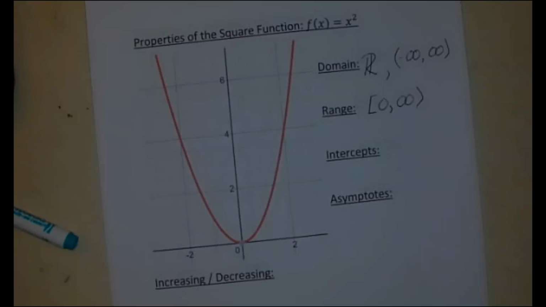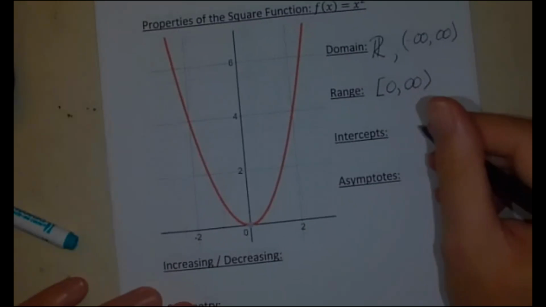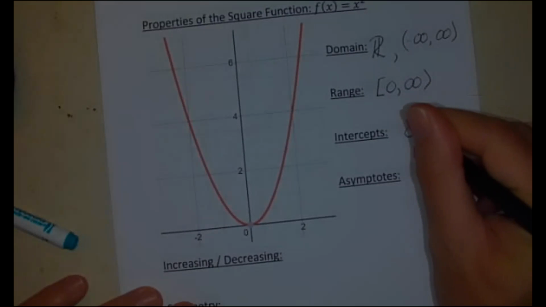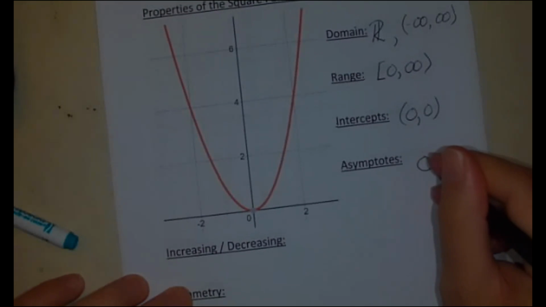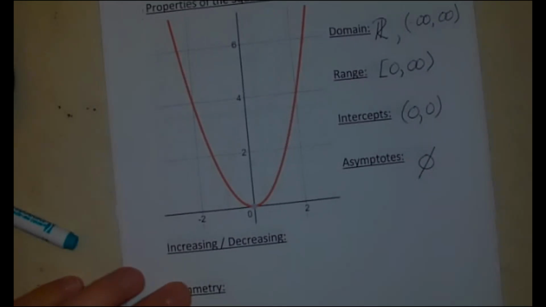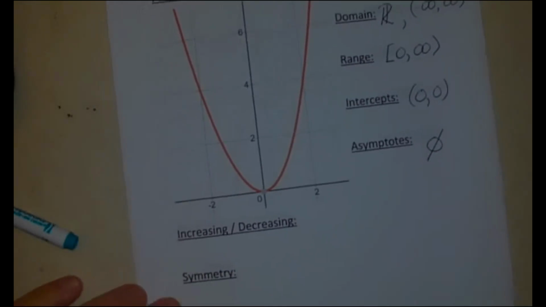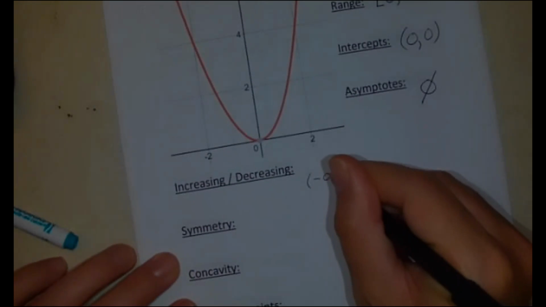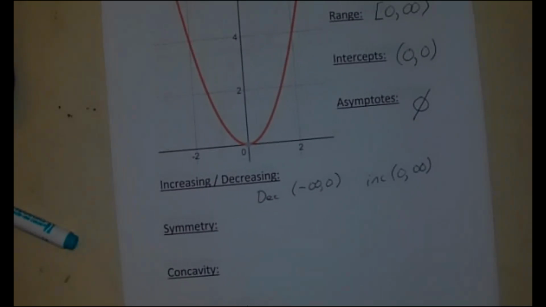My intercepts, plural, are really a singular point. It is the point 0, 0, and it has no asymptotes. A big difference here is that I am decreasing on the interval from negative infinity to 0, and I am increasing on the interval from 0 to infinity. Notice that I use these circular brackets, always at infinities, but this time also at 0, implying that at 0, I am neither increasing nor decreasing.